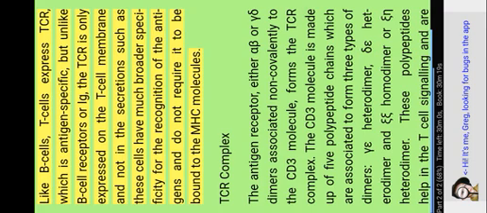Like B cells, T cells express TCR, which is antigen specific, but unlike B cell receptors or Ig, the TCR is only expressed on the T cell membrane and not in the secretion. These cells have much broader specificity for the recognition of the antigens and do not require it to be bound to the MHC molecules.